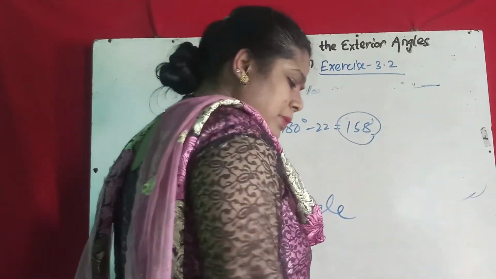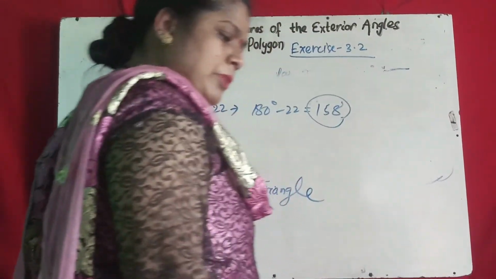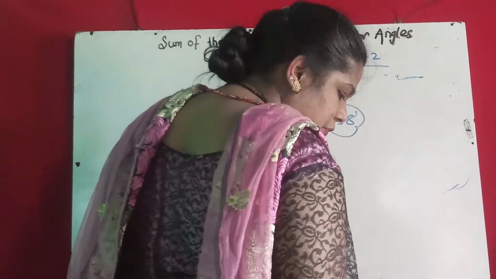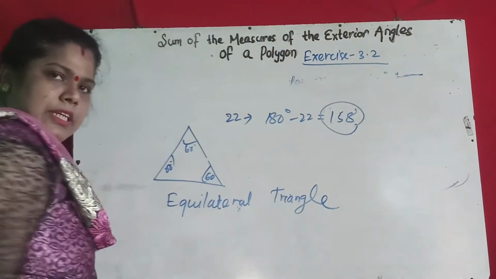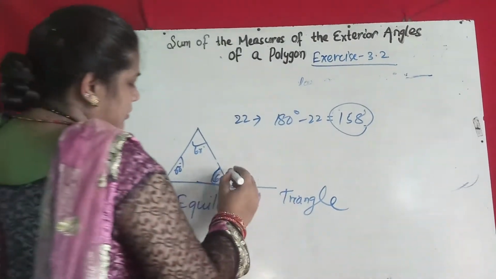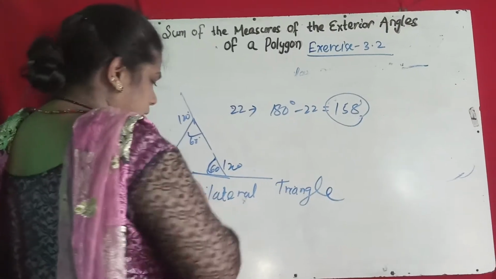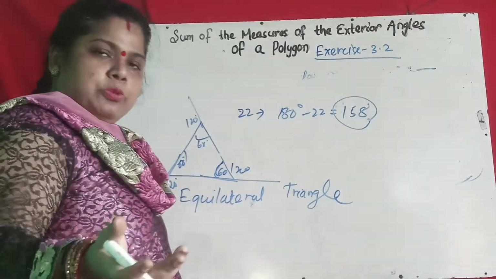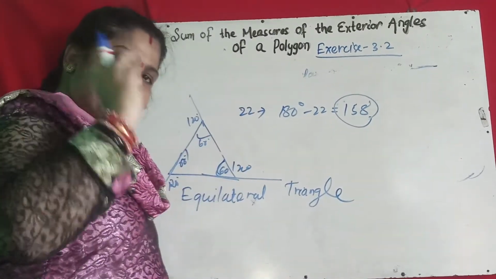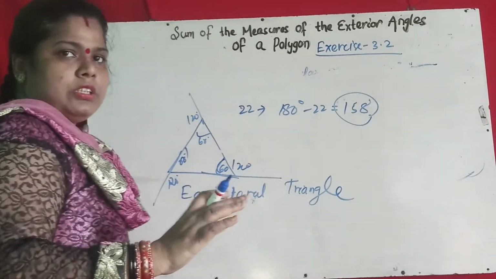Then what is the maximum exterior angle possible for a regular polygon? It is a regular polygon. If the interior angle is 60 degrees, the exterior is 180 minus 60, which is 120 degrees. So the minimum possible interior angle of a regular polygon is 60, and the maximum possible exterior angle of a regular polygon is 120 degrees.